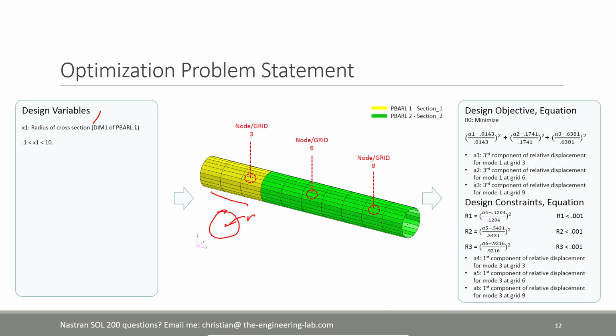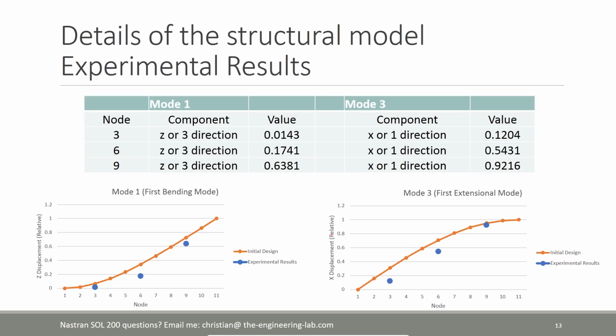I am trying to correlate two modes, 1 and 2. For mode 1, we're going to minimize the error. But for mode 2, or mode 3 rather, we are going to try and constrain the error. There, we just want to make sure that the error is within a certain tolerance.